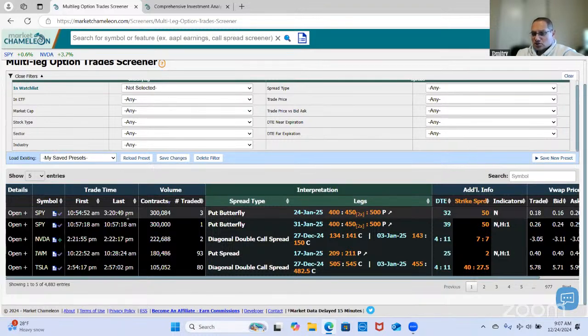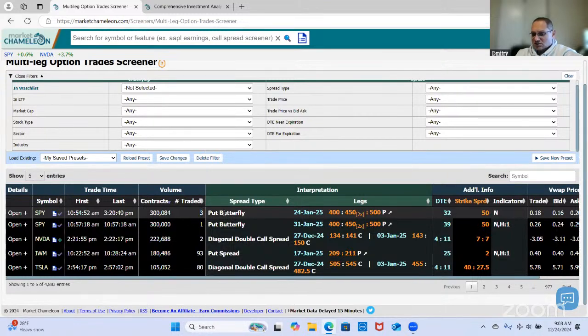The last trade we had was at 320.49. Keep in mind, this is the previous day's close. We're not open yet today, so we're looking at the previous day's close. It traded 300,084 contracts, traded 3 separate times.